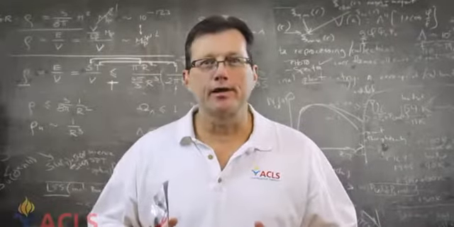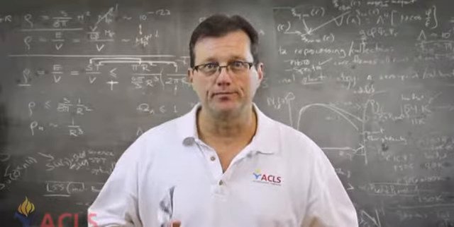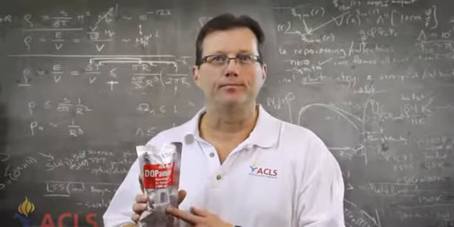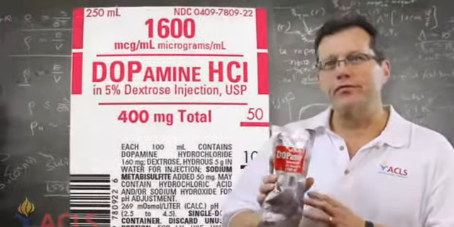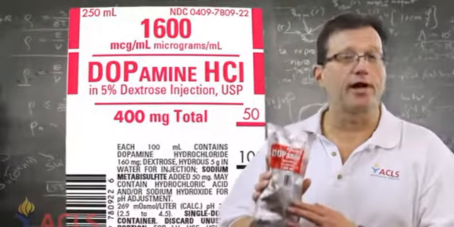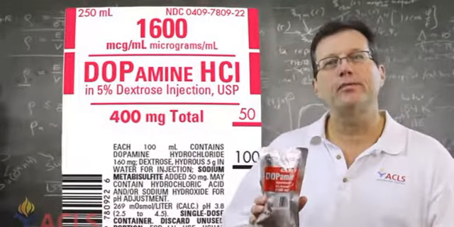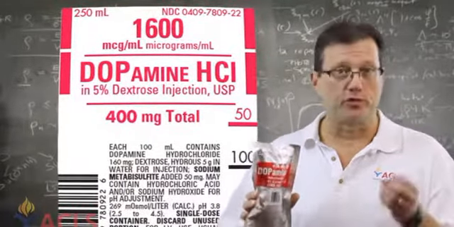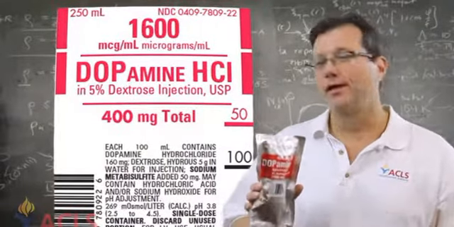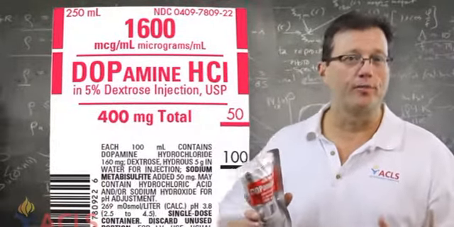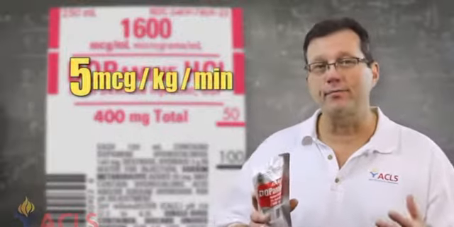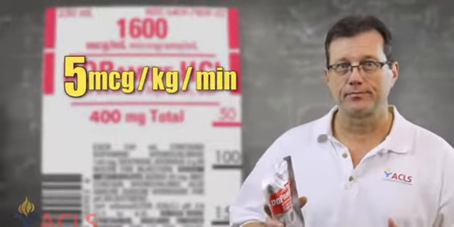Let's talk about calculating for medication infusions now, and I'll use the example of dopamine. The first thing we have to figure out is our concentration, and you want it to be your dosing concentration, your working concentration. We all know the starting dose of dopamine for heart failure is about 5 mics per kilogram per minute.